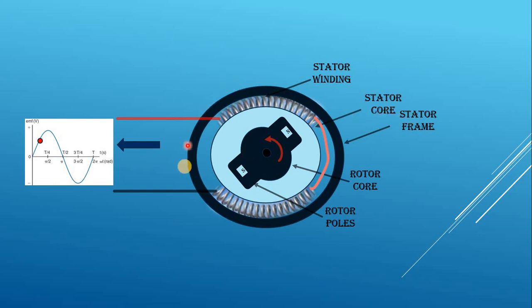The stator frame forms the outer covering of the machine. It is the outer covering of the machine. It is cylindrical in construction and it protects all the inner parts against any mechanical damages.